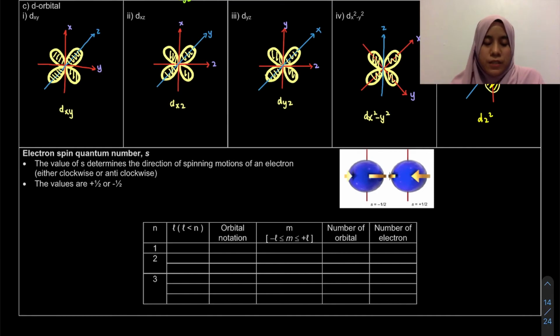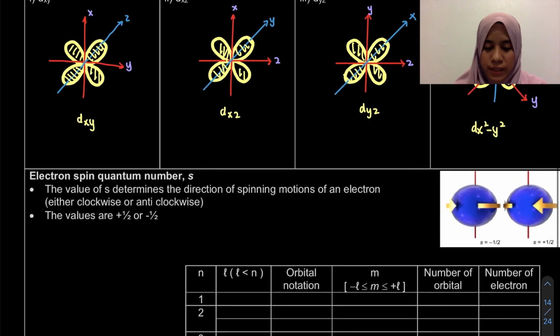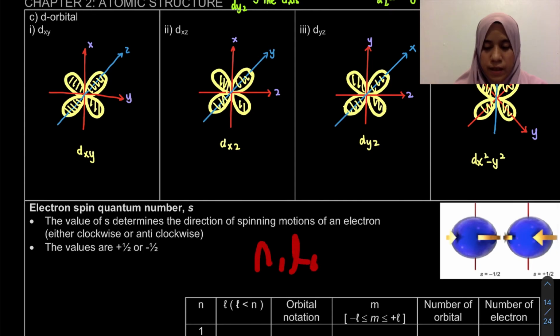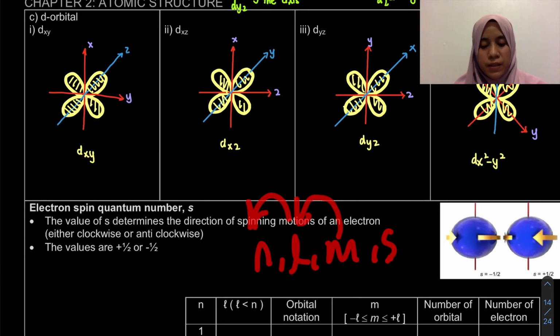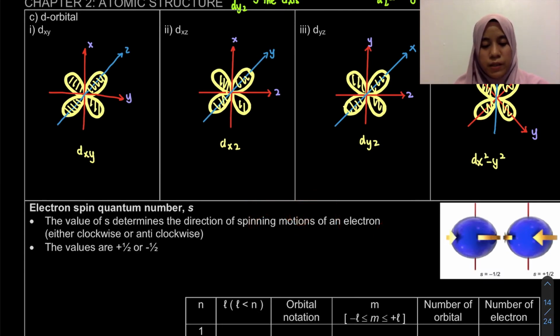Okay, last but not least, what we're going to look at is actually electron spin quantum number s. So kira that's the last one. Okay, so we have learned yang n, l, m, s kan. S ni dia independent sikit. Macam m ni depends on l, l ni depends on n kan. Tapi s ni independent sikit. It actually determines the direction of spinning motion and it's either clockwise ataupun anti-clockwise. So, the value could only be positive half ataupun negative half. Itu saja untuk s.